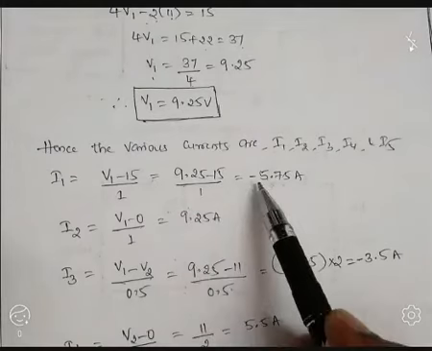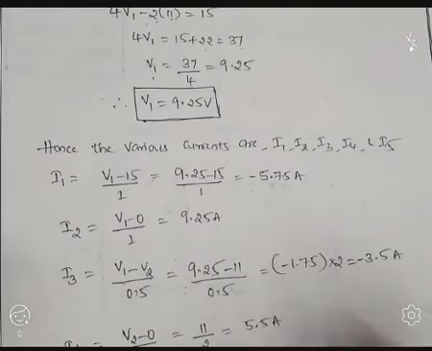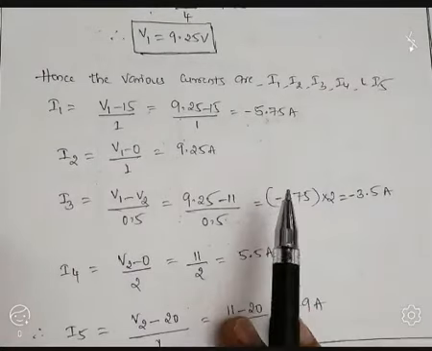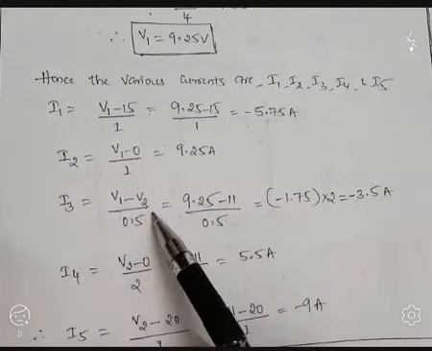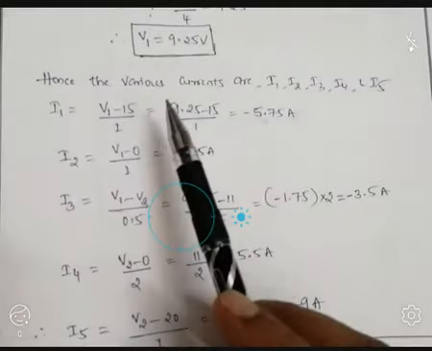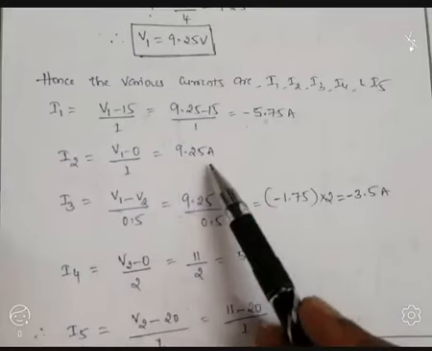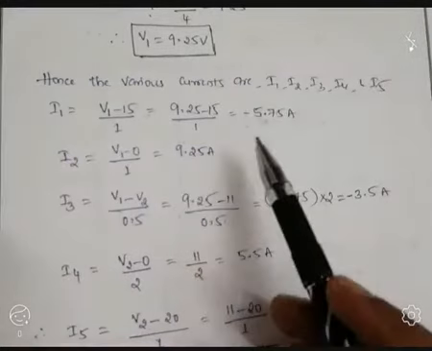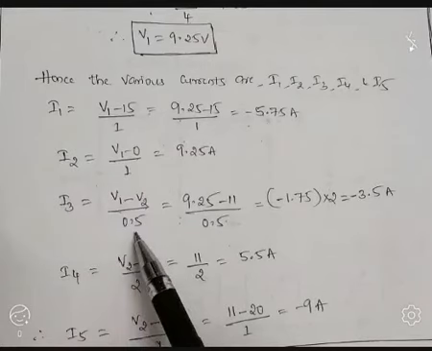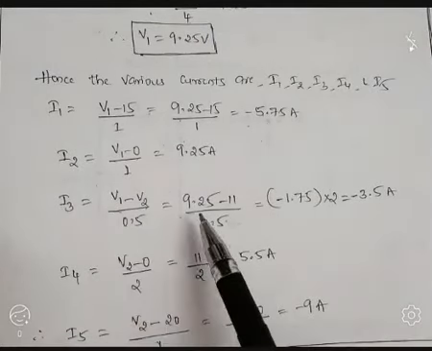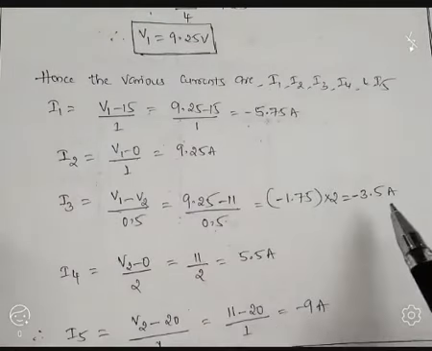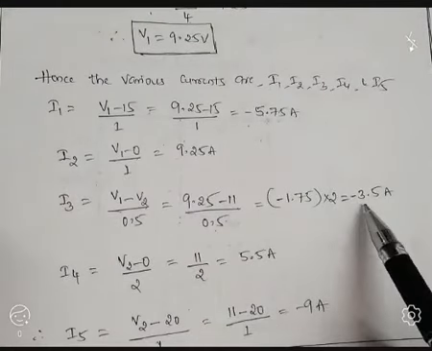So minus 5.75. I2 is what? I2 is V1 minus 0 divided by 1. V1 is known, that is 9.25. Hence I2 equals 9.25 amperes. I3 we already know, that is V1 minus V2 divided by 0.5. Substitute the value of V1: 9.25 minus 11 divided by 0.5. Simplify, you are getting minus 3.5 amperes.